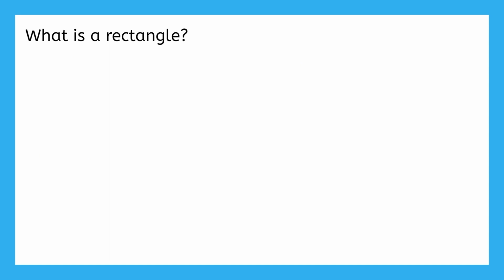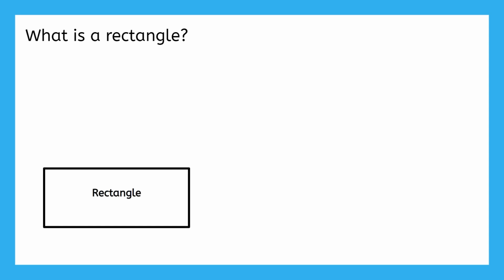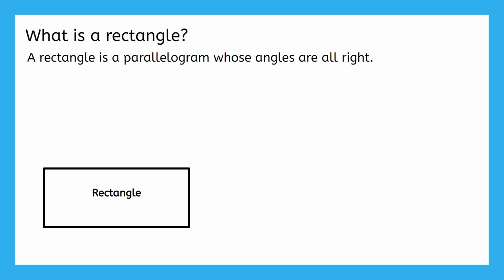What is a rectangle? Now, I'm sure you're already familiar with rectangles and you can easily picture something like this. While your idea of a rectangle is probably correct, what we need to remember is that we're looking at rectangles through a geometry perspective now. The definition that matters to us is that a rectangle is a parallelogram whose angles are all right.